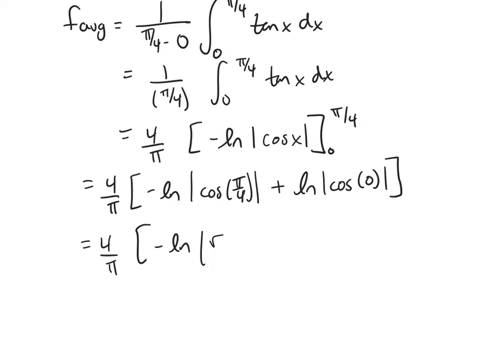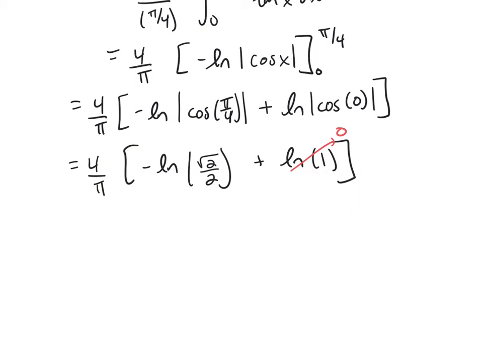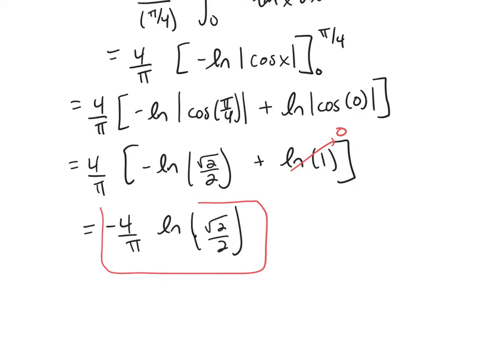It's the square root of 2 over 2, which is positive. Ln cosine of 0 is ln of 1, and ln of 1 is 0. So in the end, I'm getting 4 over pi, negative 4 over pi, ln of the square root of 2 over 2. And that'll be my answer.